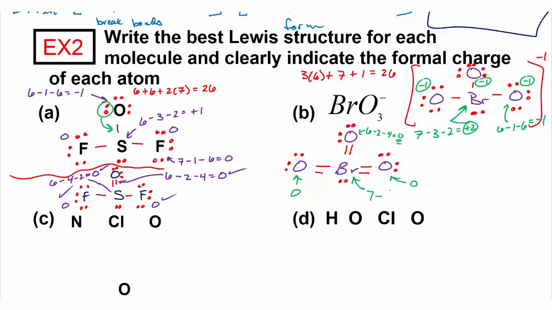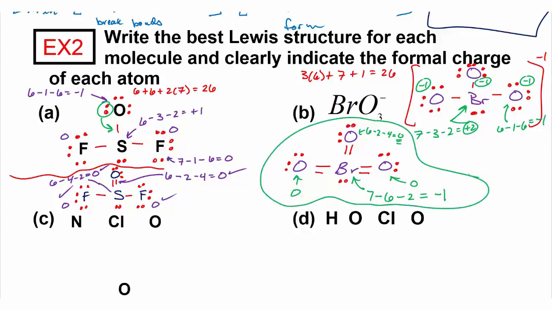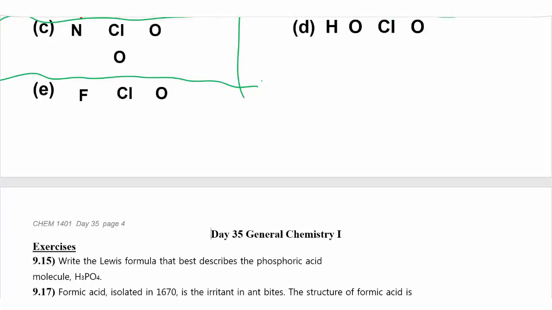We have 7 valence minus 6 bonds minus 2 lone electrons. It's a -1. So this is the best structure we can come up with because we have all zeros for formal charges except for bromine, which is a -1. All right, so try these and see if you get the same answers that I get.